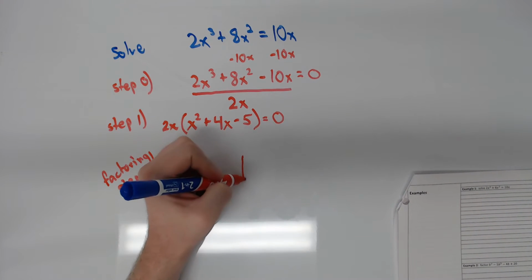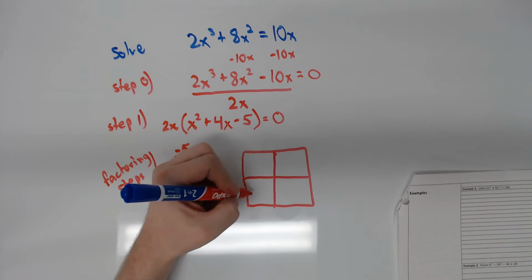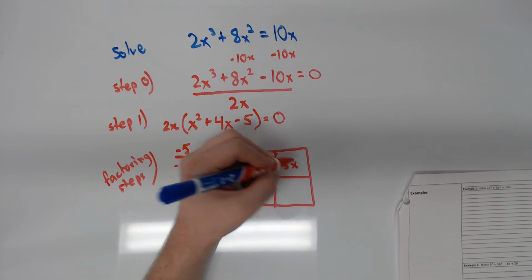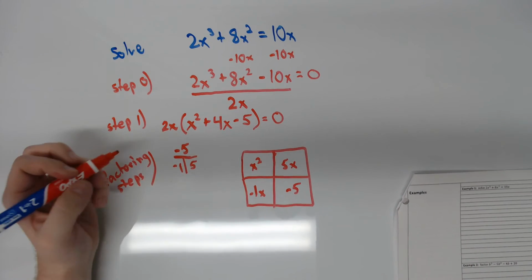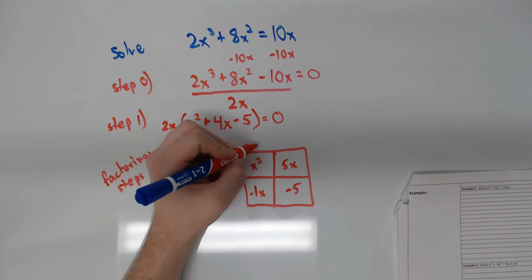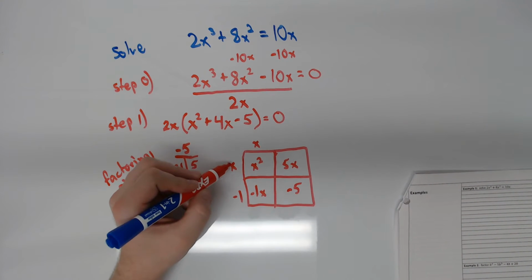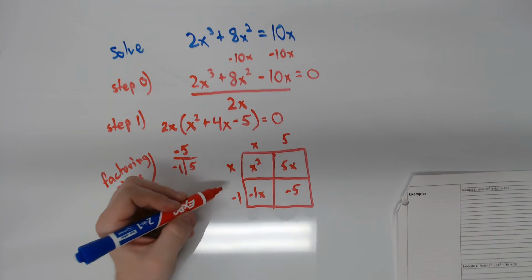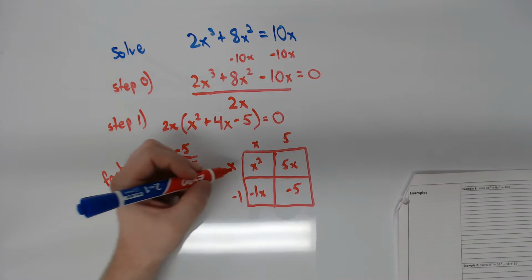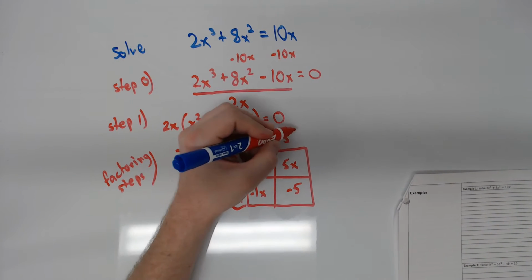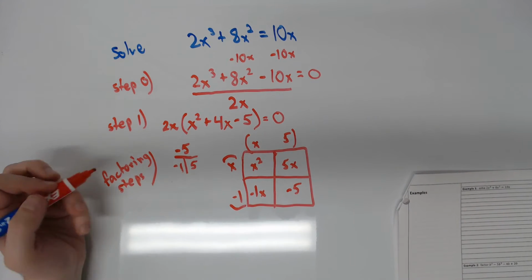So I'm going to draw out my box now, fill in the corners. I got negative 1x and 5x. And then from my original, it was x squared and negative 5 down here. x squared is easy to factor. These just both have to be x. And then x times negative 1 is negative 1x. x times 5 is 5x. Negative 1 times 5 is negative 5, so that checks out. So I'm going to rewrite this with all 3 factors, these 2 and the 2x from before.